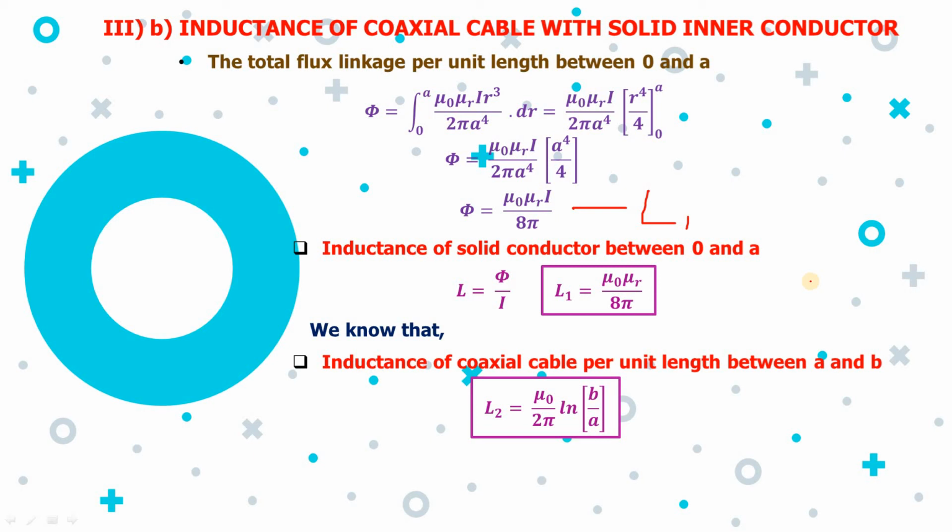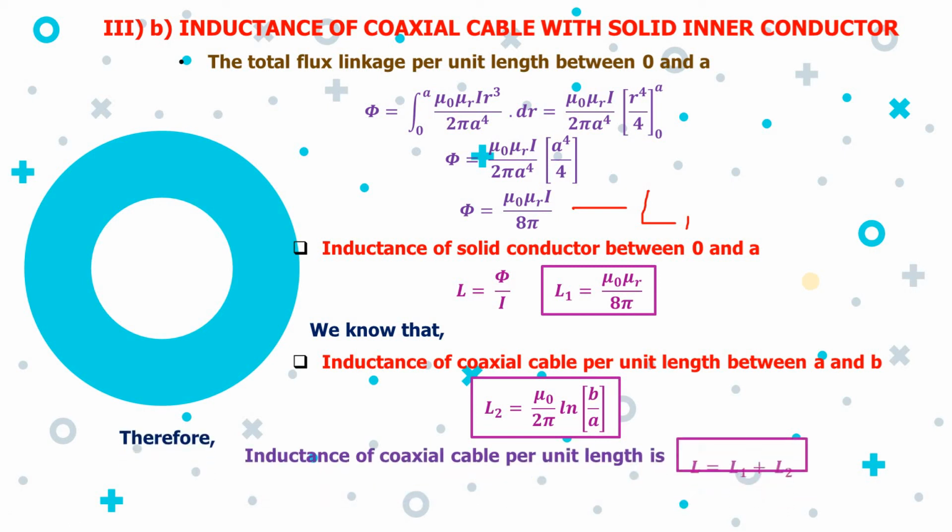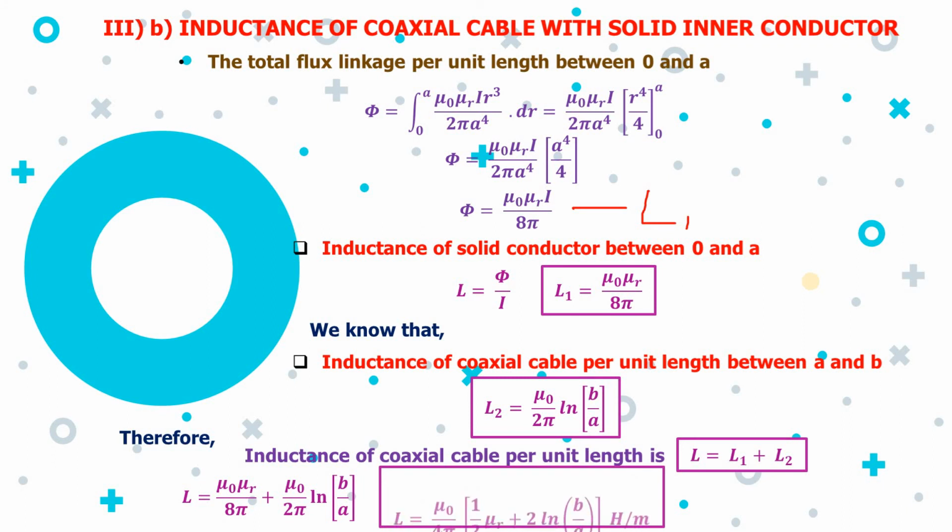Now what you need to do is find the total inductance, which means you need to add up L1 and L2. So L is equal to L1 plus L2. Now if you substitute and add up these two expressions, then finally what is your inductance?